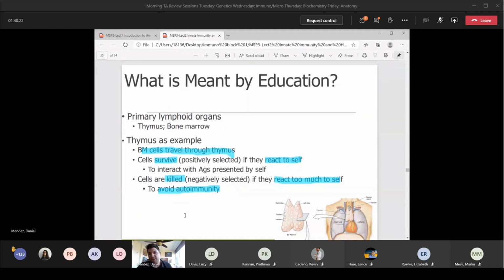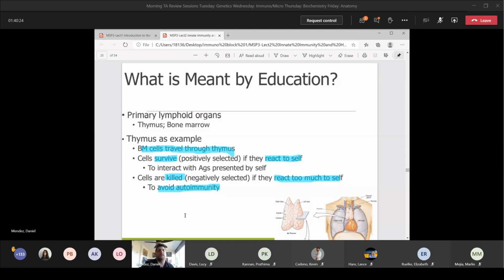So what is meant by education? Education is just the ability to train these B and T cells so that they can react properly. You're going to get into this more, I believe, in lecture 5 and lecture 4, when she talks about issues with reaction. Cells will survive if they react to self. They have to react to a small amount of self. If they don't react to self at all, then the cell has essentially anergy, which means it's not working. So we need it to react a small amount, but we don't want it to react too much.